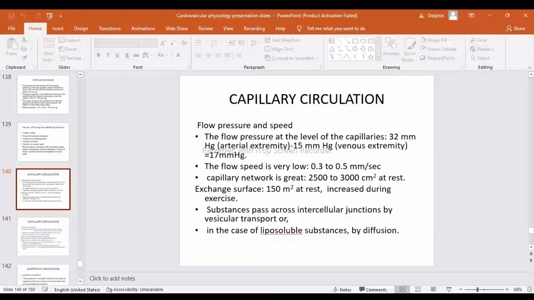between two mediums, from blood to interstitial space or from interstitial space to the blood, because some products can move from the intravascular system for nourishment of tissues. And also we have some products from tissue metabolism going to the blood vessels for elimination through whatever flow, by expiration, by sweat or by the urinary system. And substances pass across intercellular junctions by vesicular transport, or in the case of liposoluble substances, by diffusion.